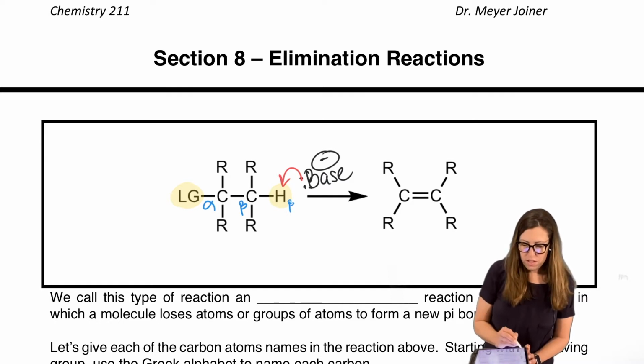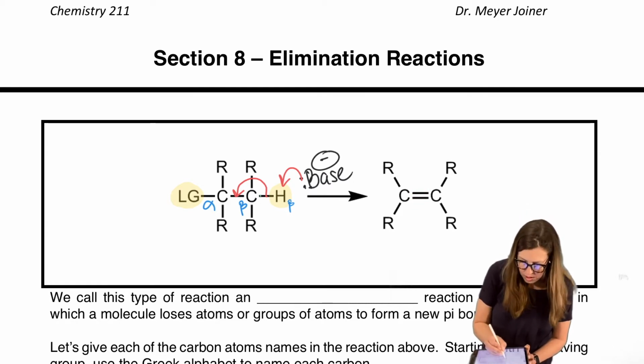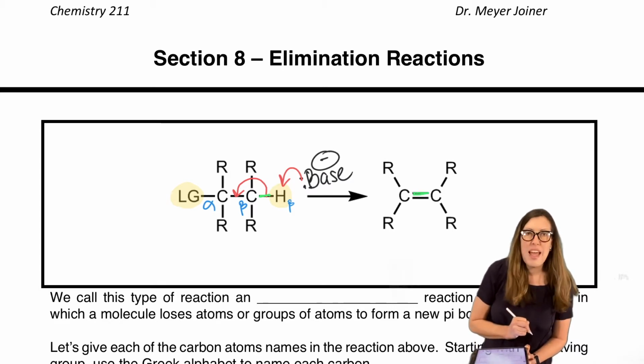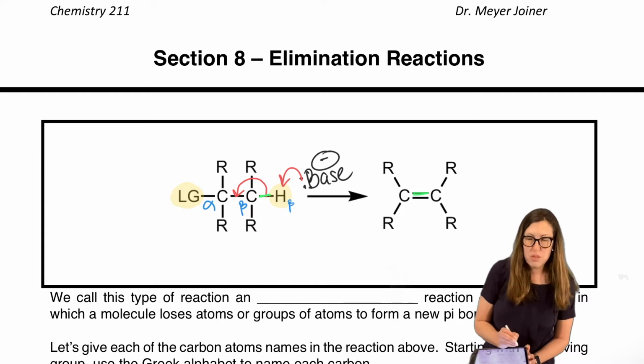Remember, the electrons stay behind. Instead of letting them land on the carbon, I'm going to do this maneuver. Go bond to bond. That forms this pi bond here. That explains what happened here, right? So if we color that in, these electrons went here. And then the leaving group left. So let's indicate that with the arrow.